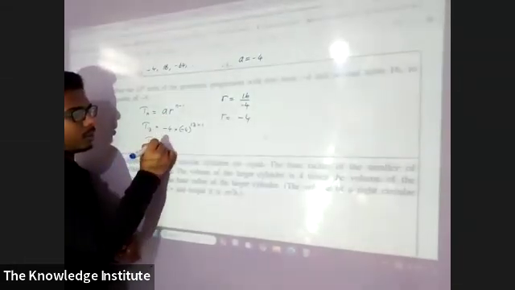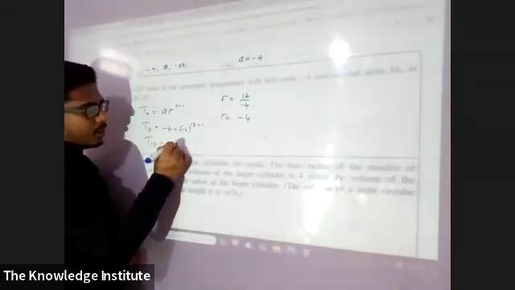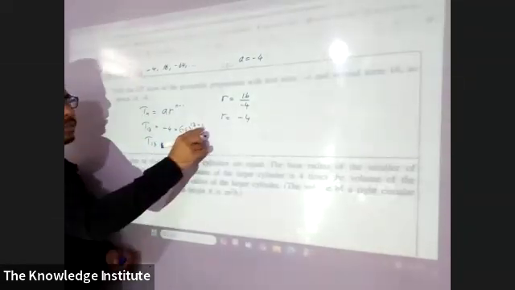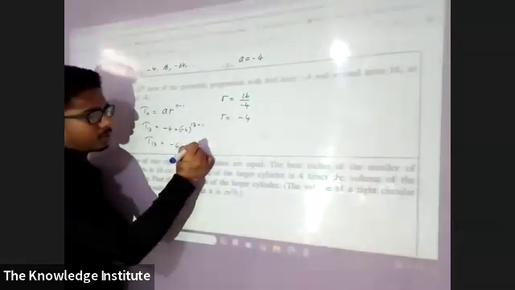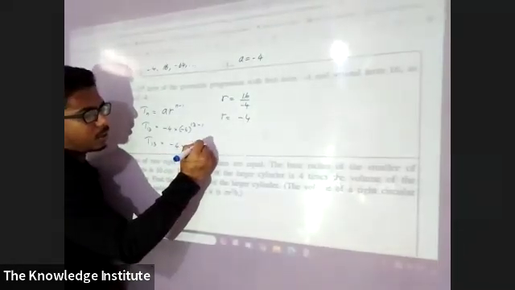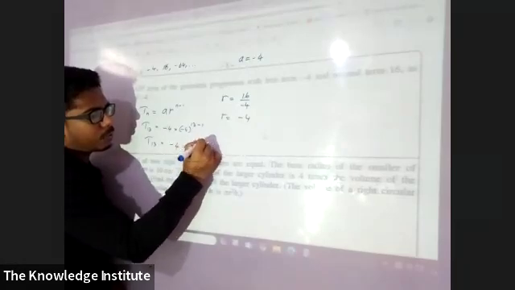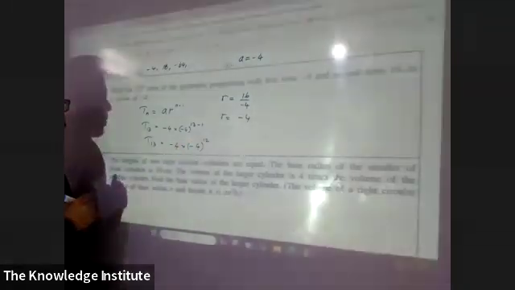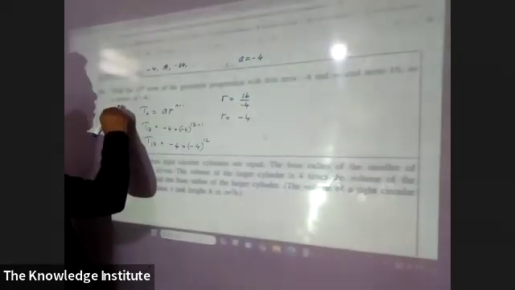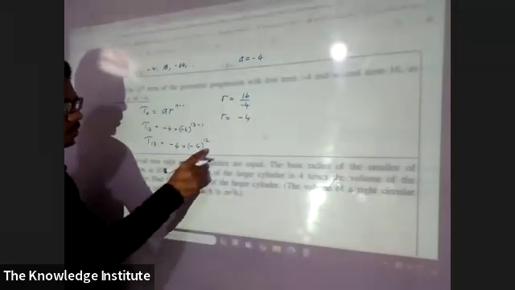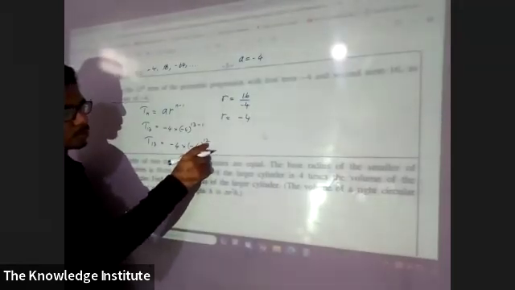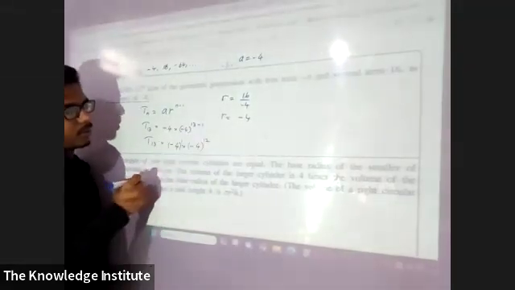So T13 equals minus 4 into, 13 minus 1 is 12, so minus 4 to the power 12. Here it says write as a power of minus 4, so here we have minus 4 into minus 4 to the power 12, and another one.